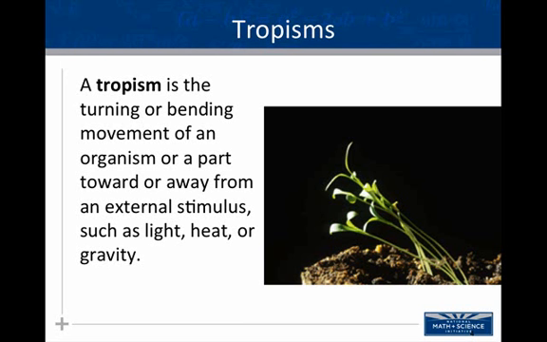Tropism is the turning or bending movement of an organism or a part toward or away from an external stimulus. So this could be heat, light, or gravity. And we'll look at light and gravity here in just a little bit. So I want you to pay special attention to these tropisms. They're either moving toward or away from the stimulus. If they're moving toward the stimulus, that's a positive tropism. And if they're moving away, that is a negative tropism.